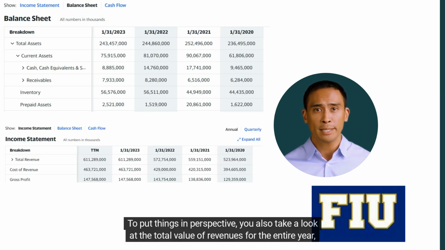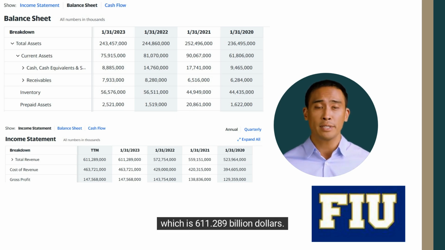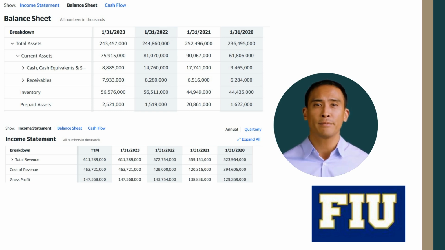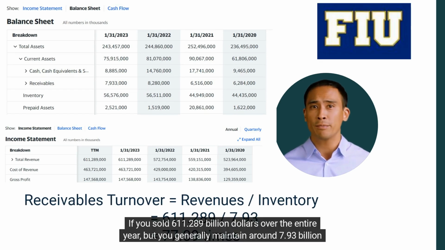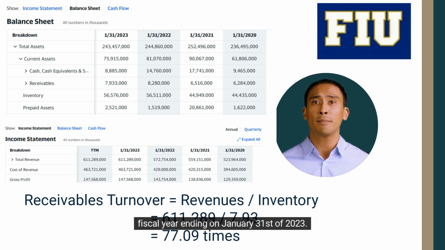To put things in perspective, you also take a look at the total value of revenues for the entire year, which is $611.289 billion. You can find that value in your income statement under the account named Total Revenue. If you sold $611.289 billion over the entire year, but you generally maintain around $7.93 billion in receivables outstanding, it roughly means you collected all of your receivables around 77.09 times on the fiscal year ending on January 31st of 2023.